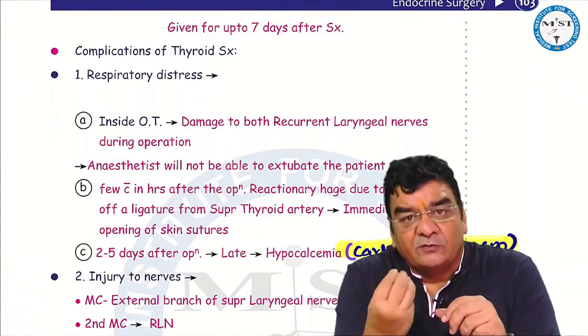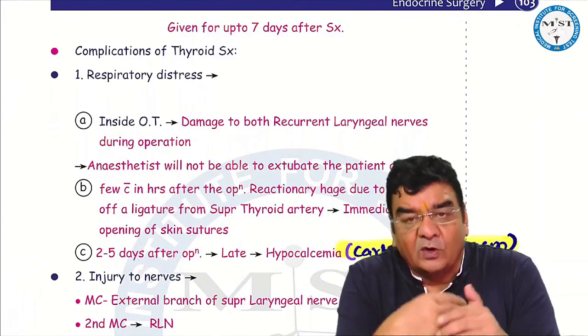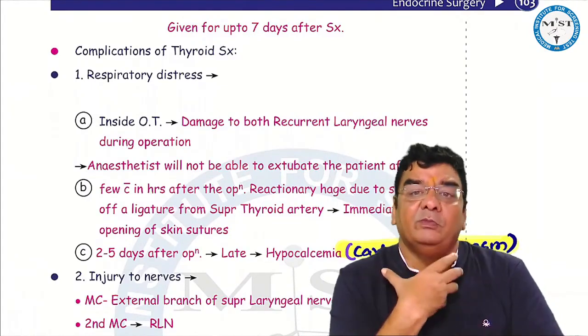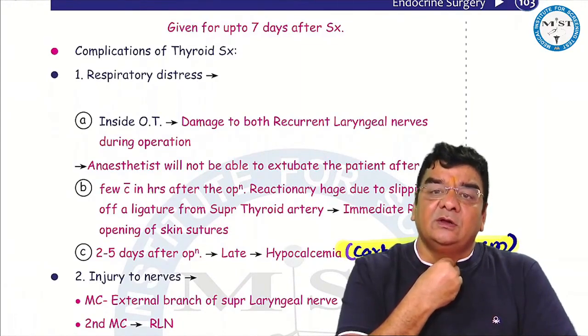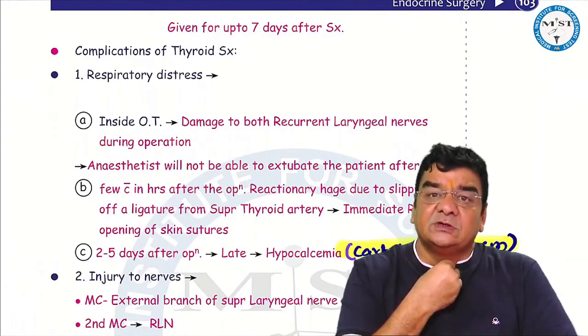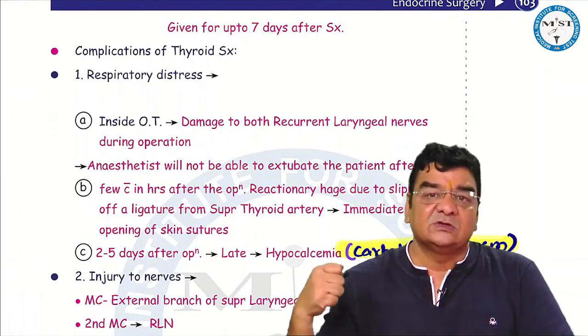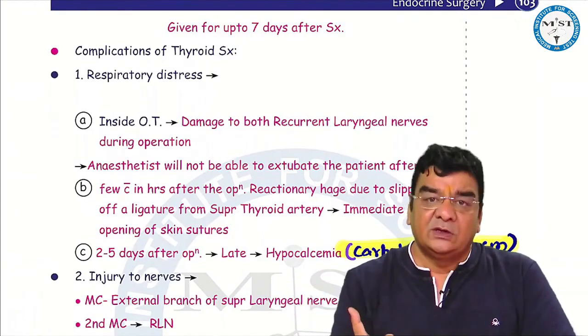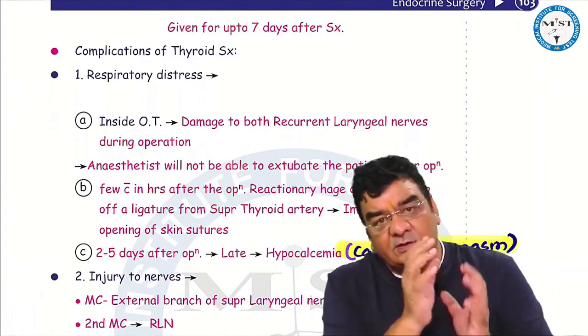Within a few hours after the operation, in the recovery room, it is because of reactionary hemorrhage. There may be slipping of a ligature from the superior thyroid artery, maybe a few hours after the operation, which will lead to bleeding. This blood will clot and may create a clot compression over the trachea, leading to respiratory distress. The immediate step to be taken in these cases is to open the skin sutures quickly, evacuate the blood, release the pressure on the trachea, and then the breathing becomes normal.